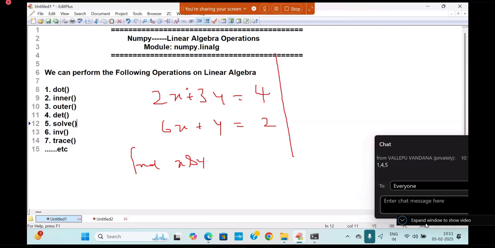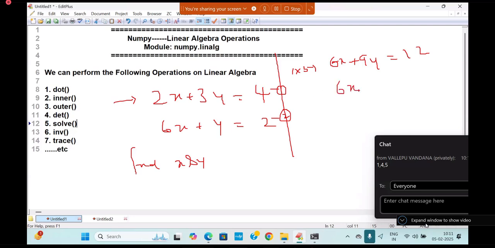Mathematically, first try to equate both of them. Either the x terms you equate or the y terms you equate. Suppose you want to make 2x equal to 6x. Multiply the given equation 1 by 3. So this is equation number 1, this is equation number 2. So 1 with 3. What will happen now? 6x plus 9y is equal to 12, multiplying the total equation by 3.